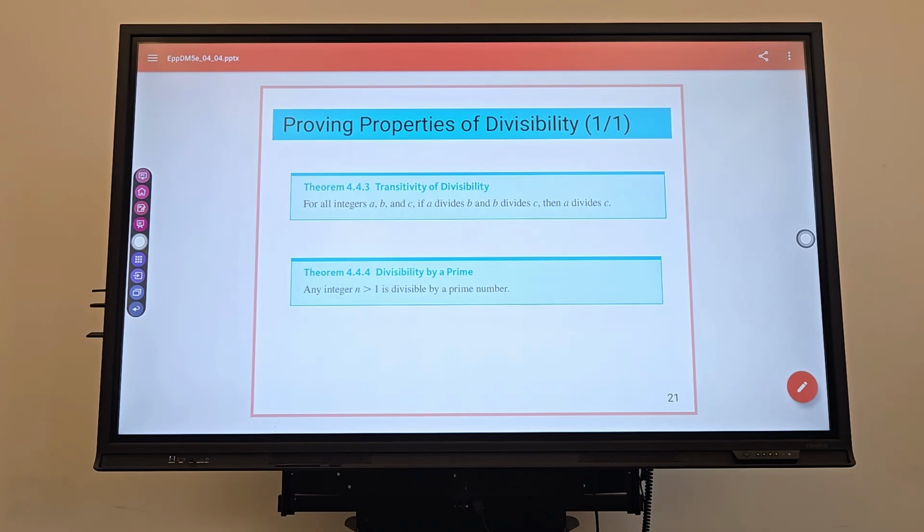And divisibility by a prime. Any integer n greater than 1 is divisible by a prime number.